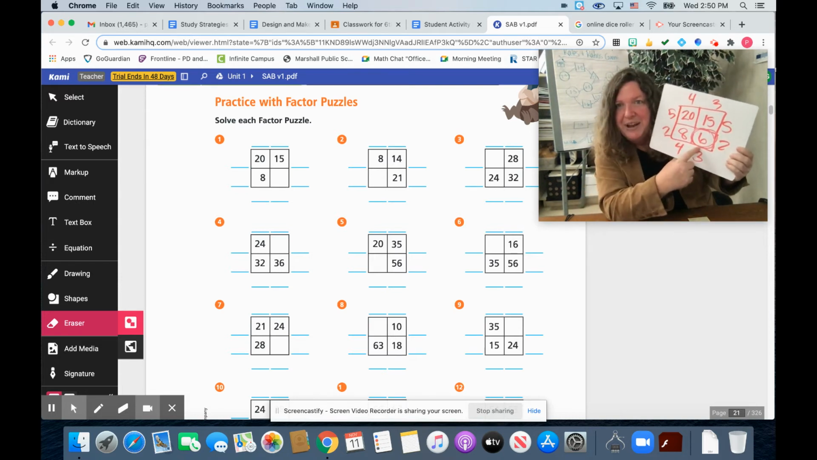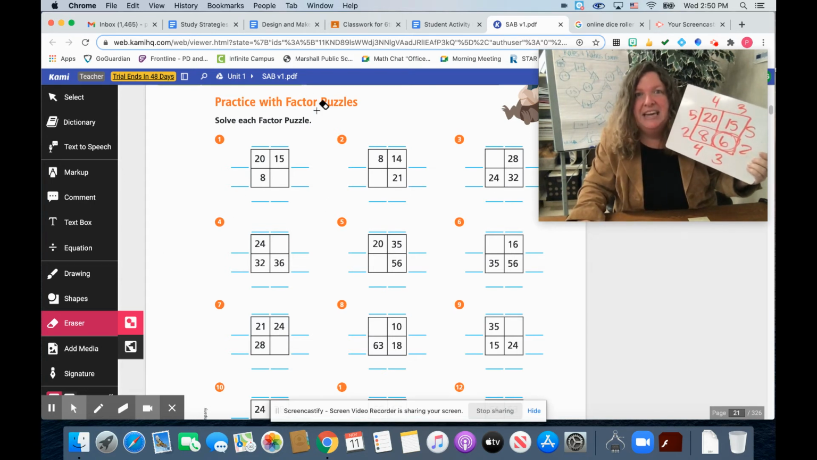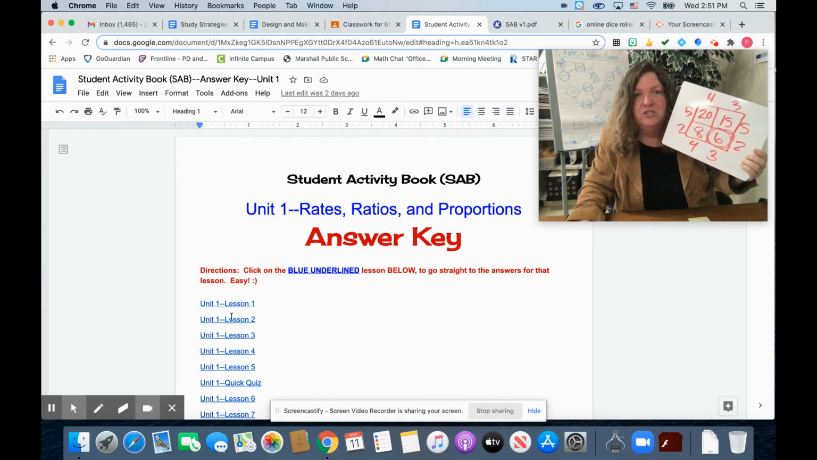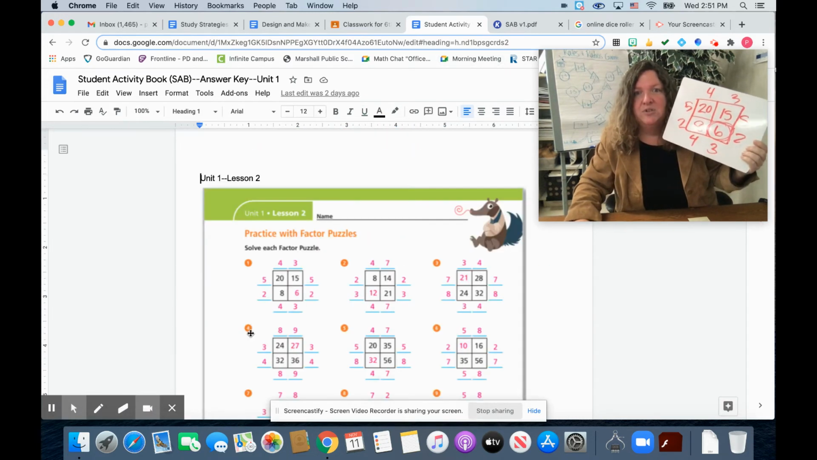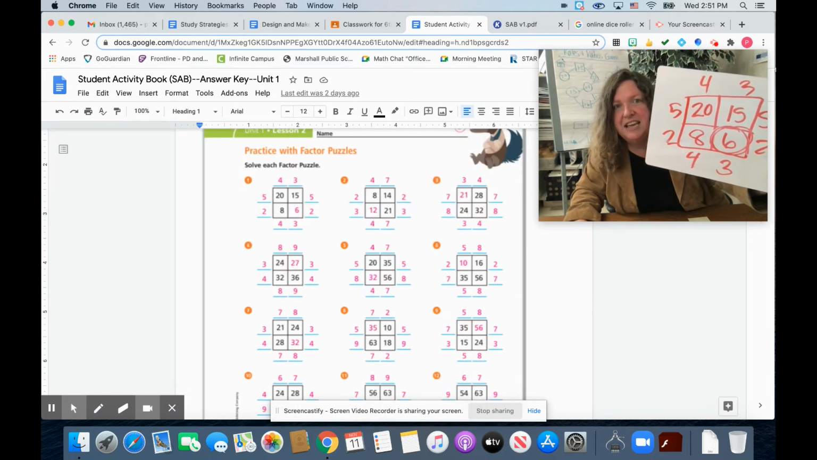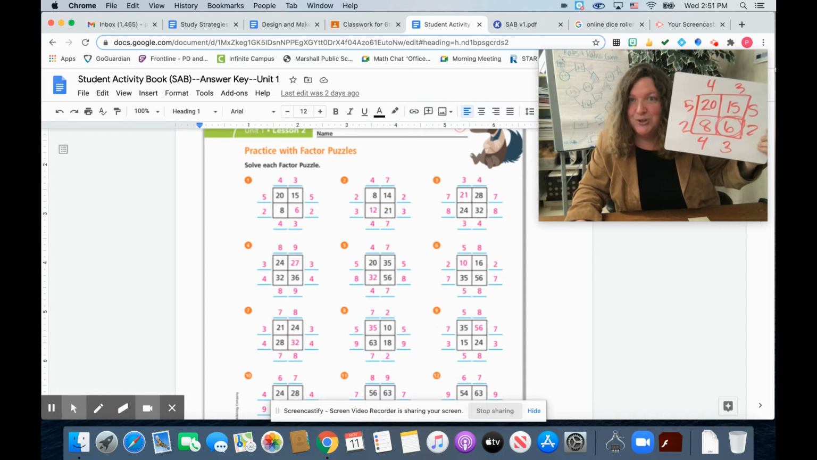Remember, once you get your answer, you go back and look in the student answer key. Student activity book answer key. There's unit 1, lesson 2. So we're going to click on lesson 2. There it is. So take a look. Did I get the same answer as the answer key? Make sure you're checking that.